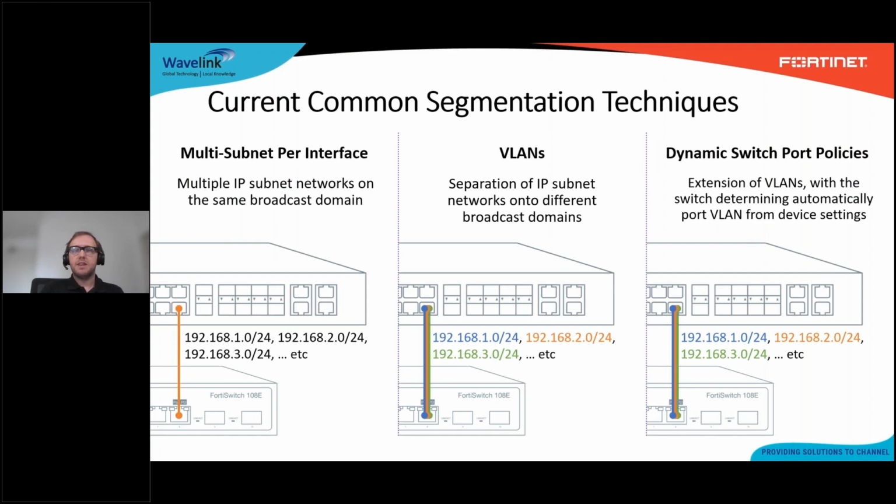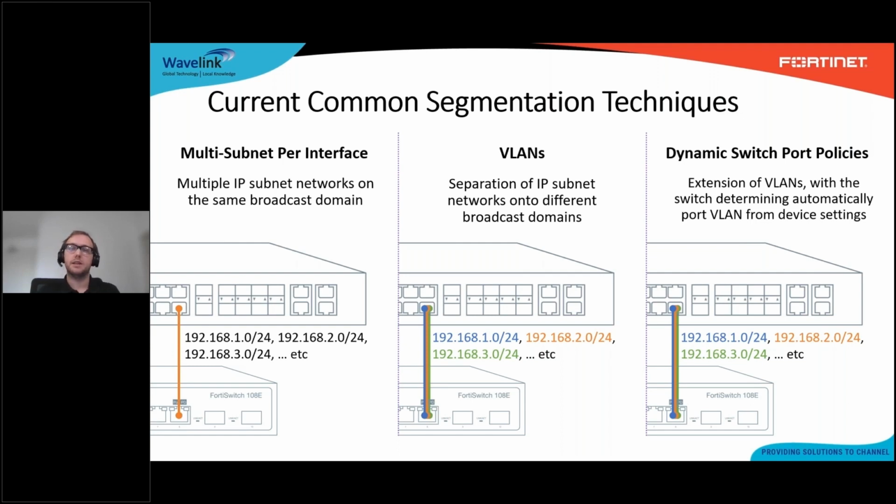So 3 techniques that are quite commonly put out there are the multi-subnet per interface or flat network design, where essentially you've got multiple IP subnet networks on the same broadcast domain. You've then got network designs that include VLANs, in which case we're separating the IP subnet networks into different broadcast domains.